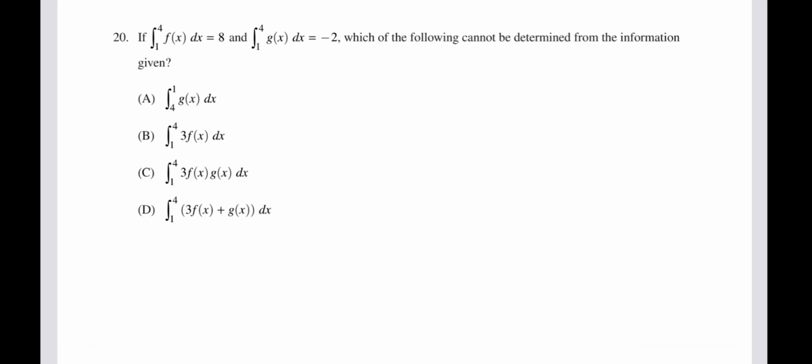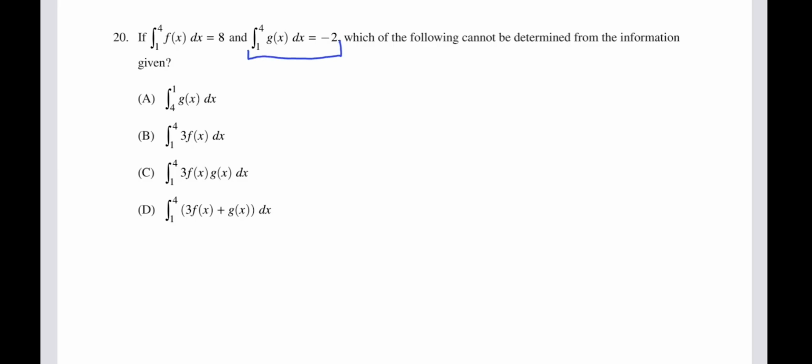All right, so number 20. If the integral from 1 through 4 of f of x is equal to 8, and the integral from 1 through 4 of g of x is equal to -2, which of the following cannot be determined from the information given? All right, so A, can we get the integral from 4 through 1 for g of x? We can, because we're given what the integral is from 1 through 4 for g of x. It's given to be -2.